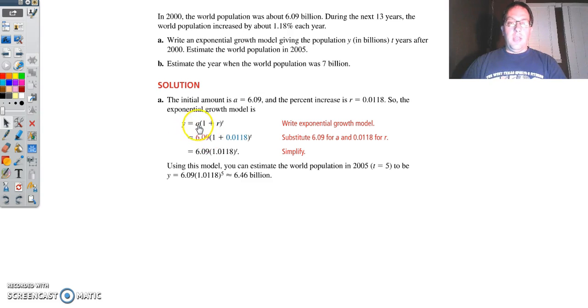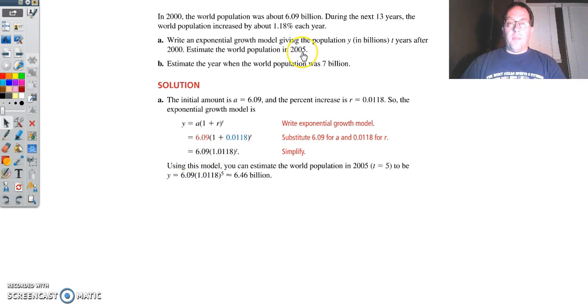So we have A, this is growth because we're having more and more people. So A times 1 plus R to the T. Our initial amount, A, that's 6.09 billion. We're going to do it in billions. The rate is 1.18%. We've got to write that as a decimal, so this will be 0.0118. So when we plug those in for A and R, we have 6.09 times 1 plus 0.0118. Simplify this, and here's our equation.